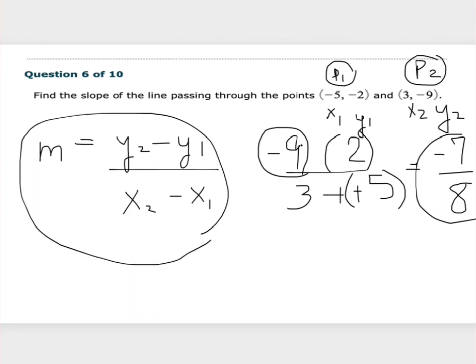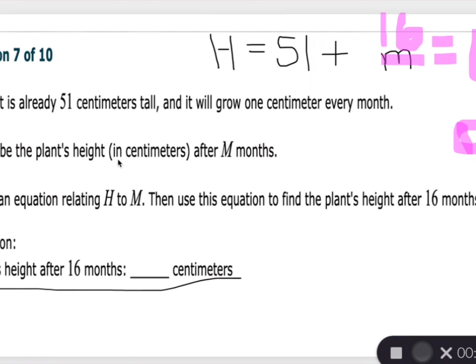Basically my video failed while I did all of this for you, so I'm having to do it again. -9 is y2 minus y1, which is -2. So we have -9 addition of the opposite. -9 plus 2 is -7. And then on the bottom, we have x2 minus x1. x2 is 3. I'm not really sure why I keep on losing parts of the video, but hopefully I will piece them all together.